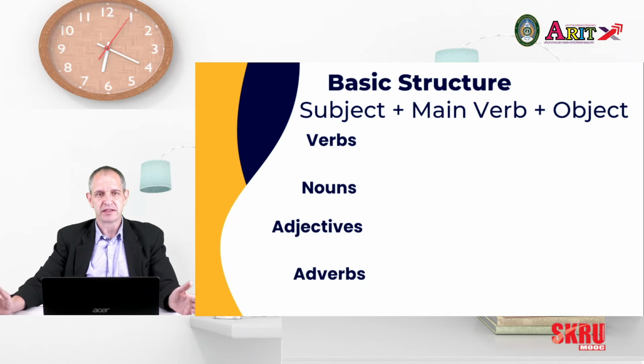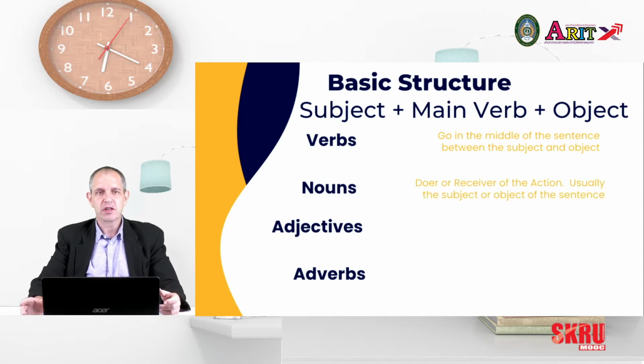So let's review some basics. The basic structure of a sentence: we have subject, main verb, and object. So where do the verbs go? Well, the verbs go in the middle of the sentence between the subject and object. Our nouns are usually the doer or receiver of an action in a sentence, so they usually go at the beginning or the end, in the subject or object. Adjectives describe nouns, so they either go before a noun or after the be verb, like I am hungry. Hungry is an adjective, I is the subject, and am is the be verb.